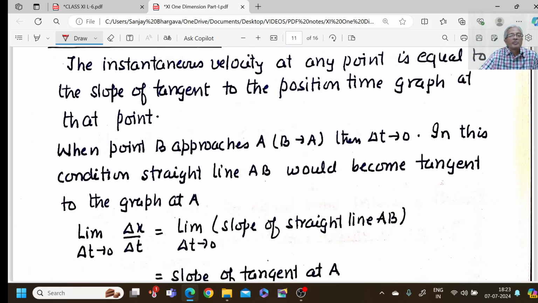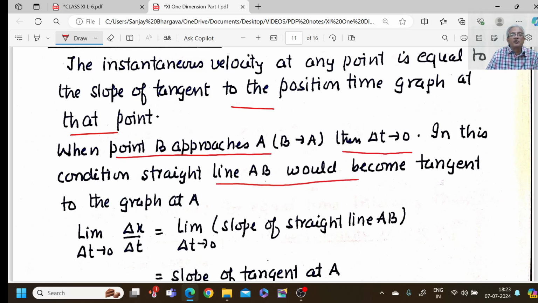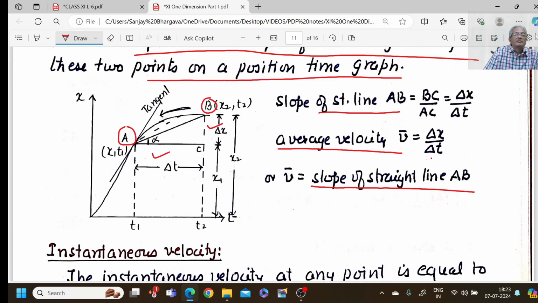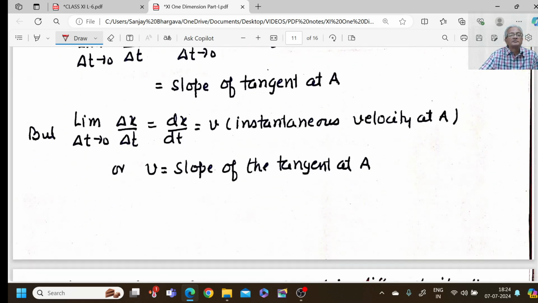Instantaneous velocity. The instantaneous velocity at a point is equal to the slope of the tangent to the position time graph at that point. When the point B approaches A, then delta t is tending to 0. In this condition, the straight line AB would become a tangent to the graph at A. Just look in the figure. If this point B approaches A, that means it becomes here. Then this would work like a tangent, and the slope of this tangent would give me the instantaneous velocity at point A.